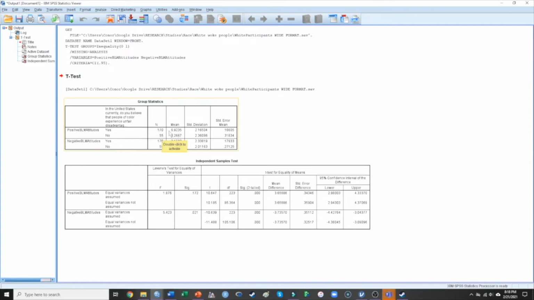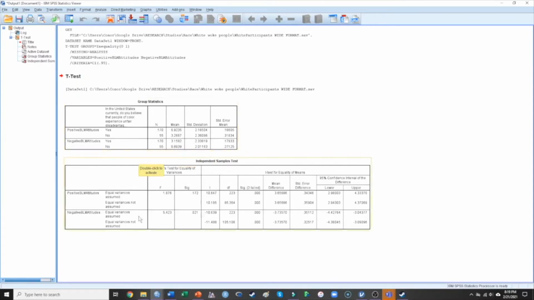The average of those who said yes shows more positive Black Lives Matter attitudes, 6.9 compared to 3.26 for those who said no. Those who said yes have less negative attitudes toward Black Lives Matter, and those who said no have more negative attitudes toward Black Lives Matter, at least we think. Those are just the raw means and the standard deviations here.